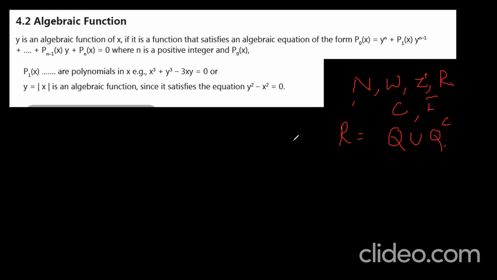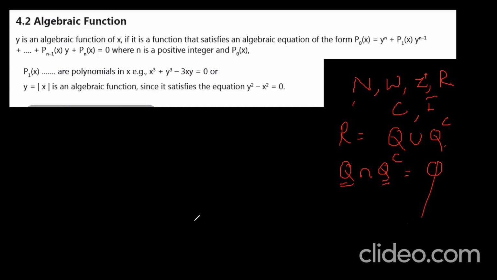If I go with Q intersection Q complement, what is Q intersection Q complement? Think and tell. Rational and irrational, those which are not rational are called irrational. So what is the intersection part? It's going to be phi, right?